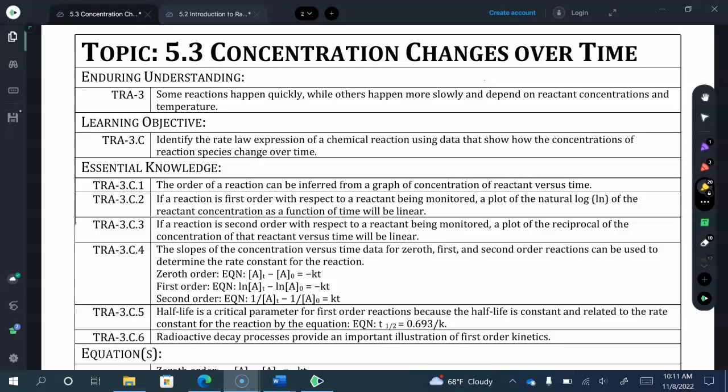Hello everyone, welcome to topic 5.3, concentrations over time. By the end of this, you should be able to identify the rate law expression of a chemical reaction using data that shows how the concentration of reaction species change over time. So we're going to use graphs or be able to plot graphs to determine if a reaction is first, second, or zeroth order. Those are the only ones that are covered in the scope of AP Chemistry.